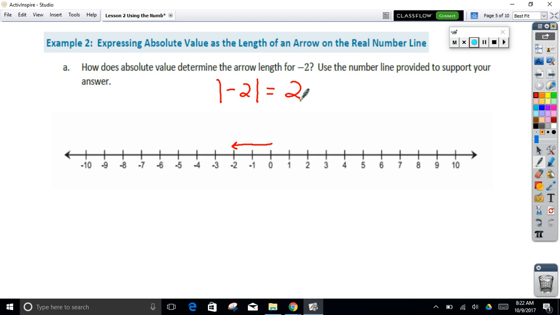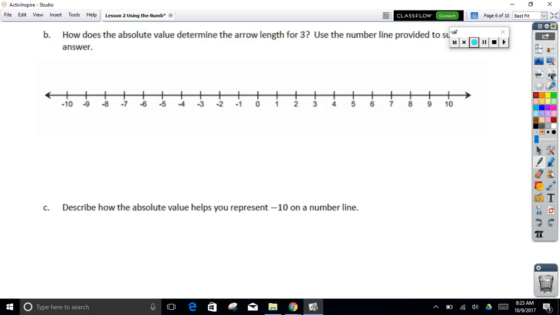And the length of the arrow that we draw, length is always a positive number. So when we refer to length, we say this arrow is 2 units long, which is also its absolute value. Questions about that? Okay, let's go on to B. How does absolute value determine the arrow length for 3?